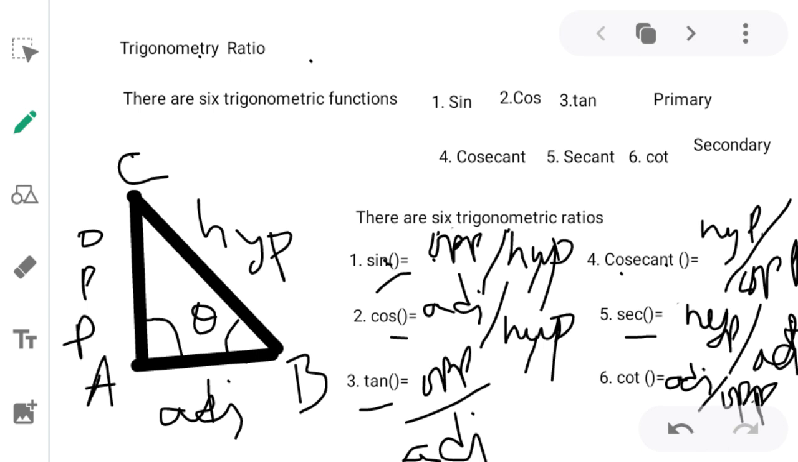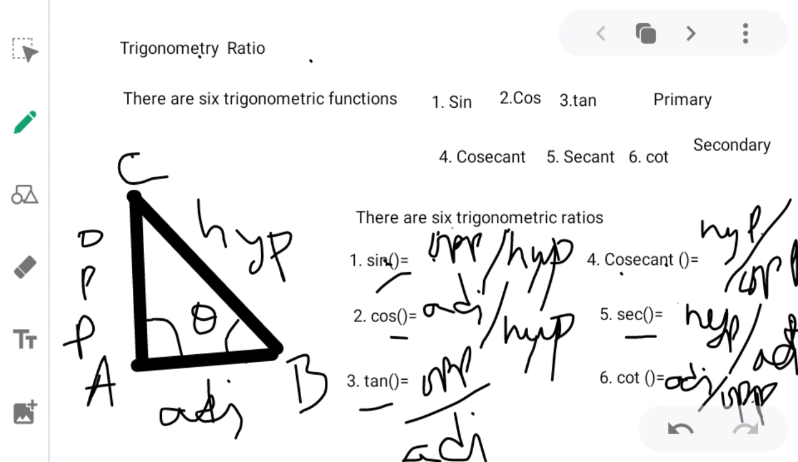These ratios will give us more and more details about a right angle triangle when we know any 2 of the 3 data. For example, take sine theta equals opposite by hypotenuse. If we know opposite and hypotenuse, we can find sine theta. If we know sine theta and opposite, we can find hypotenuse. If we know sine theta and hypotenuse, we can find opposite. Like that, there are 3 data, and knowing any 2, we can find the value of the third one.